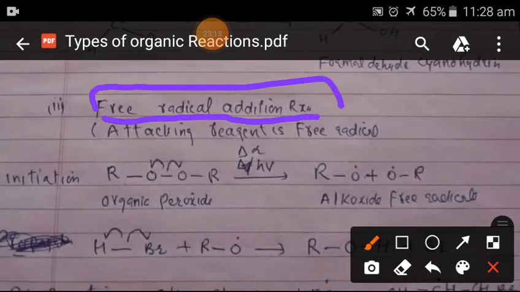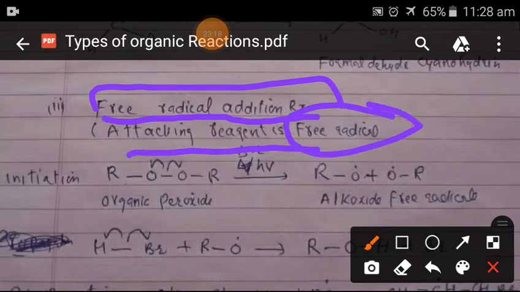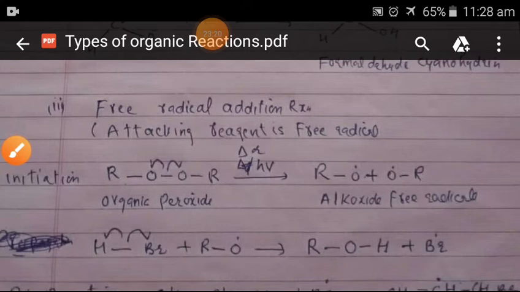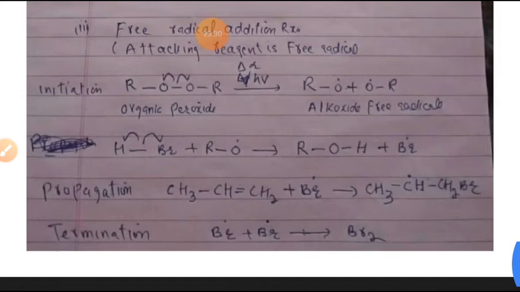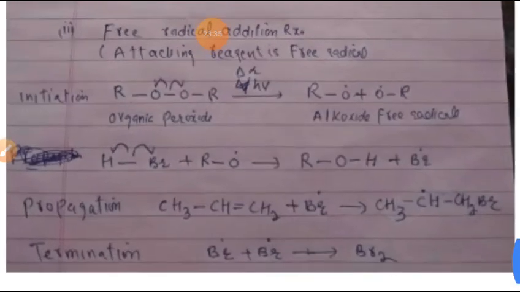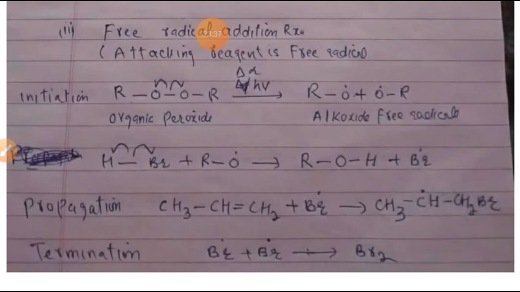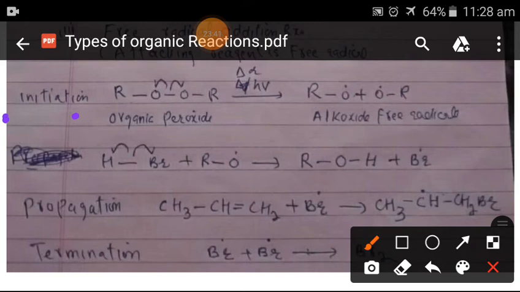The attacking reagent is what? It is a free radical. You must remember that free radical reactions always occur in three steps, as already mentioned: first is initiation, second is propagation, and last is termination, as already discussed in the above lecture. Clear? So here is the initiation step. Initiation means there is a generation of free radicals.